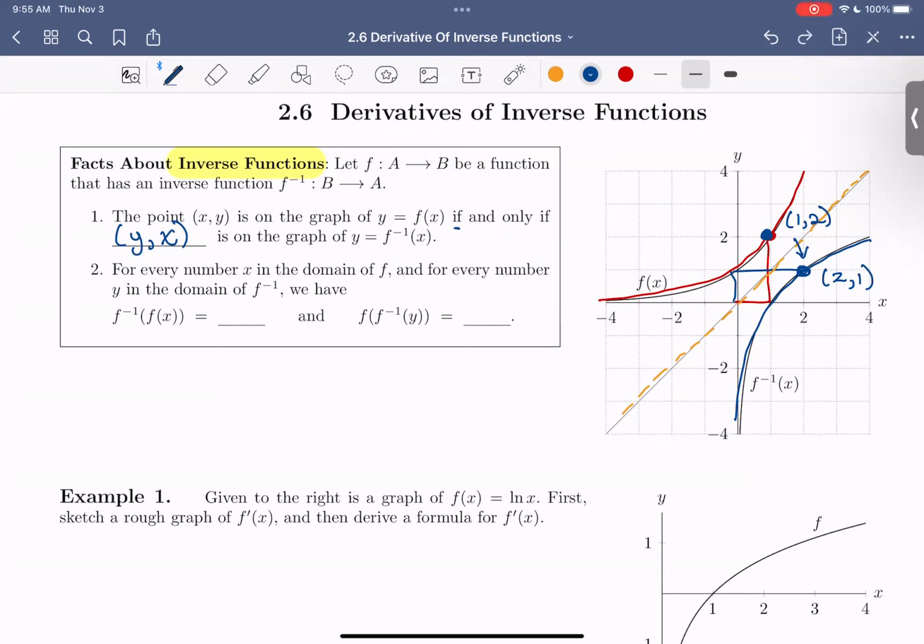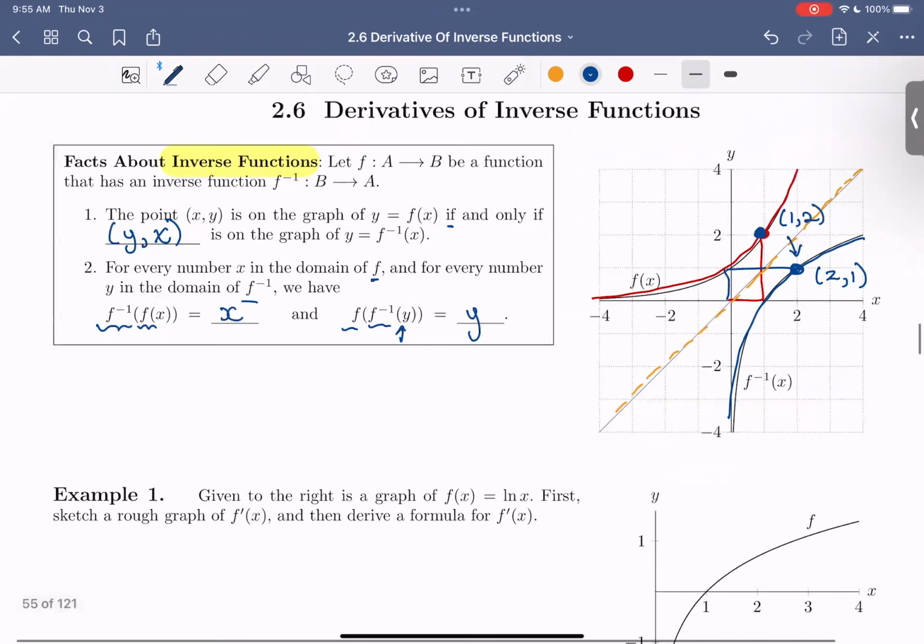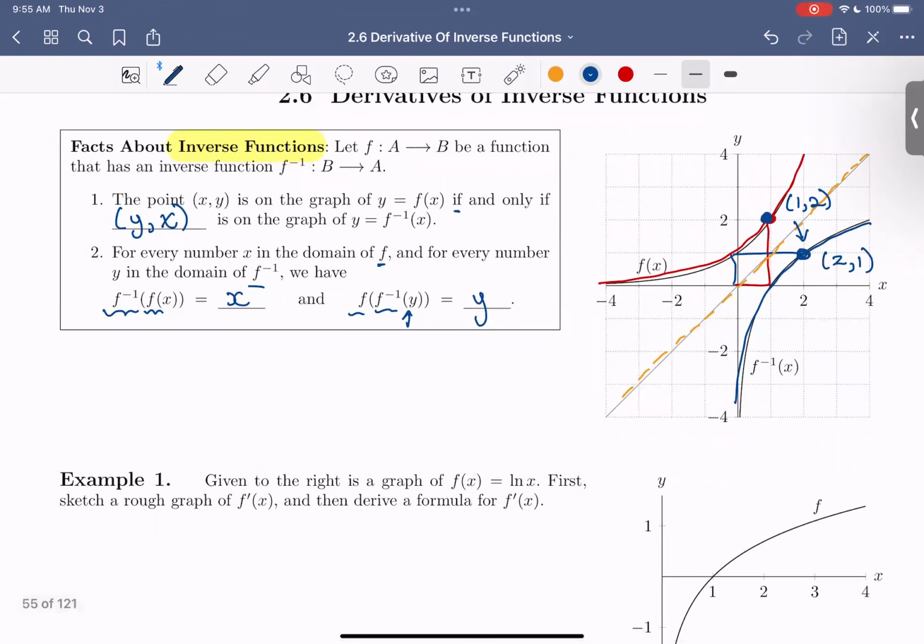Another fact about inverse functions is that for every number x in the domain of f, and for every number y in the domain of f -1, we have that the inverse function, f -1, applied to the function f undoes the function. So the output we would get is x in this case. And then similarly, if we started with a value y in the input of the inverse, then if we apply the original function, we're going to output y. So again, this fact number 2 emphasizes that the inverse undoes the original function.